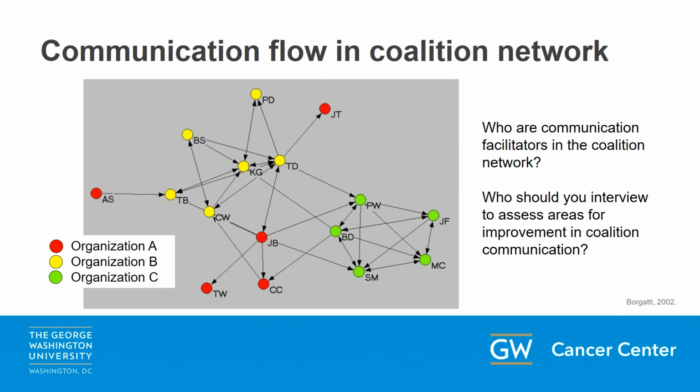But AS doesn't receive any information from any other members of the coalition. You can see that the members in organization A also do not communicate well with each other, because AS on the left does not communicate with JT on the very right. And really, neither AS nor JT communicates with the three red members at the bottom of the map either. So they don't communicate very well, and that's pretty apparent from this map.